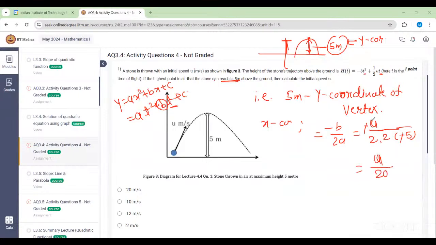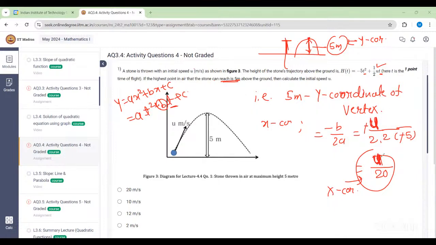Is that clear so far? This is the x coordinate. No, ma'am. Ma'am, please repeat again. Ma'am, 1 by 2 represents b? Yeah, 1 by 2 u with u. Ma'am, minus 4 by 2? No, this is u. This is u.